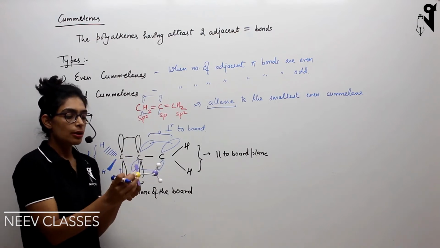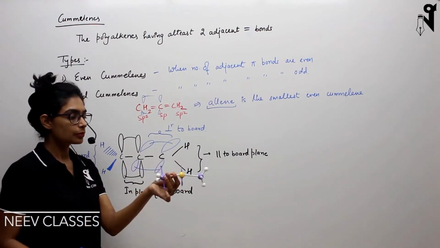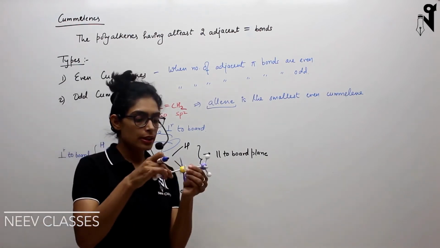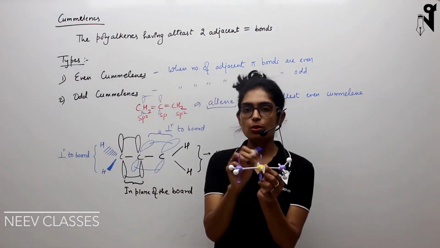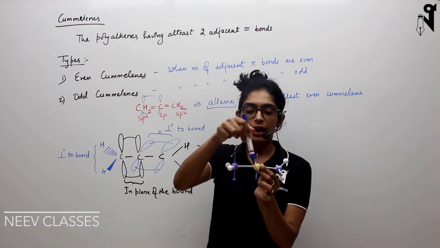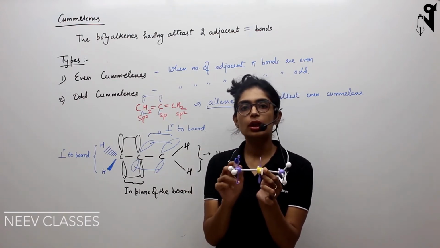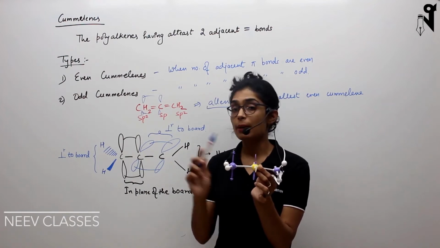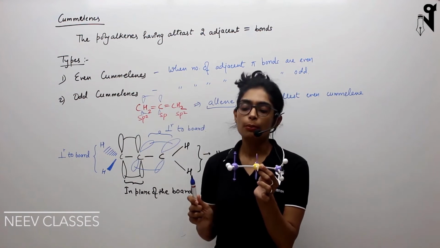So this is one p orbital and this is another p orbital, and they will overlap between this and this. I'm not sure whether you can see this properly or not, but these two are making one pi bond, and this is making another pi bond. So one pi bond's p orbitals are parallel to the board, and the other pi bond's p orbitals are perpendicular to the board.